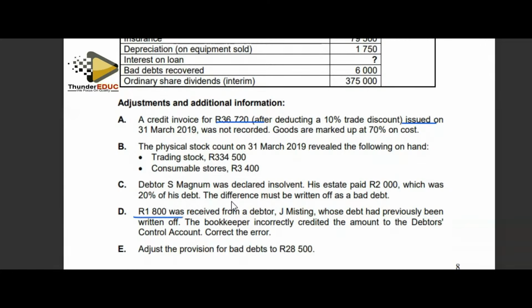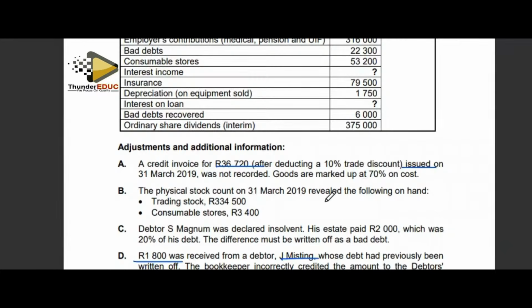So there is another debtor, Mr. J. Misting, whose debt was previously written off, but they're saying the bookkeeper of our business incorrectly credited the amount to the debtor's control account. You see that? So he incorrectly wrote it on the debtor's control account. So it means that now we have to add this figure. The bad debts recovered figure given in the trial balance, 60,000, is less by 1,800.